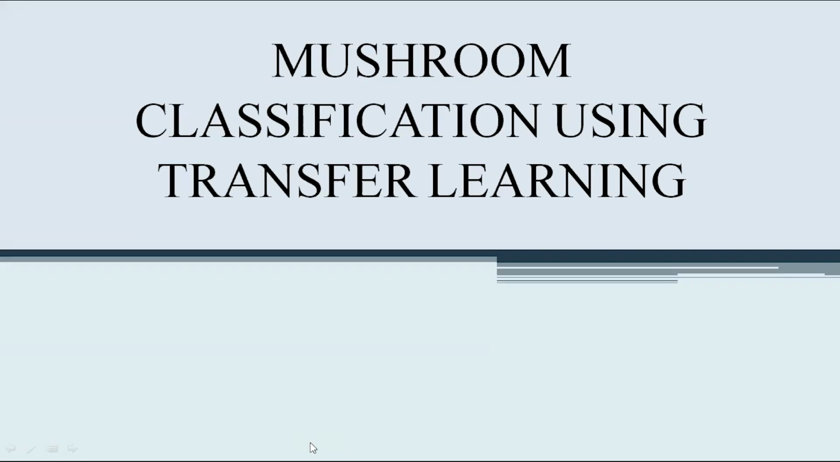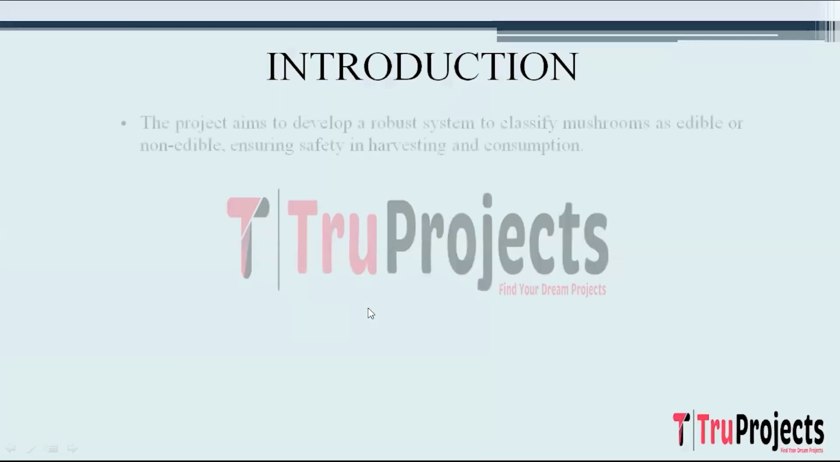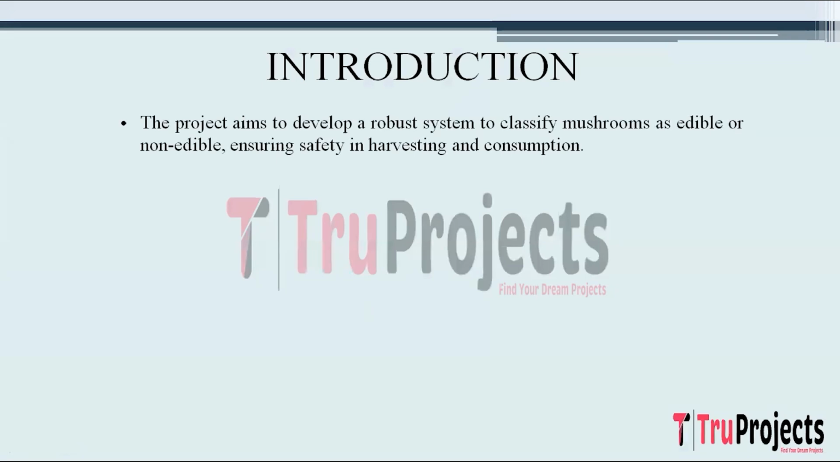In this video, we are going to explain the project Mushroom Classification using Transfer Learning. Introduction. The primary goal of this project is to develop a robust classification system for mushrooms, categorizing them as either edible or non-edible. With the rising interest in harvesting and the potential risks associated with misidentification, a reliable classification tool is essential for ensuring safety in mushroom consumption.